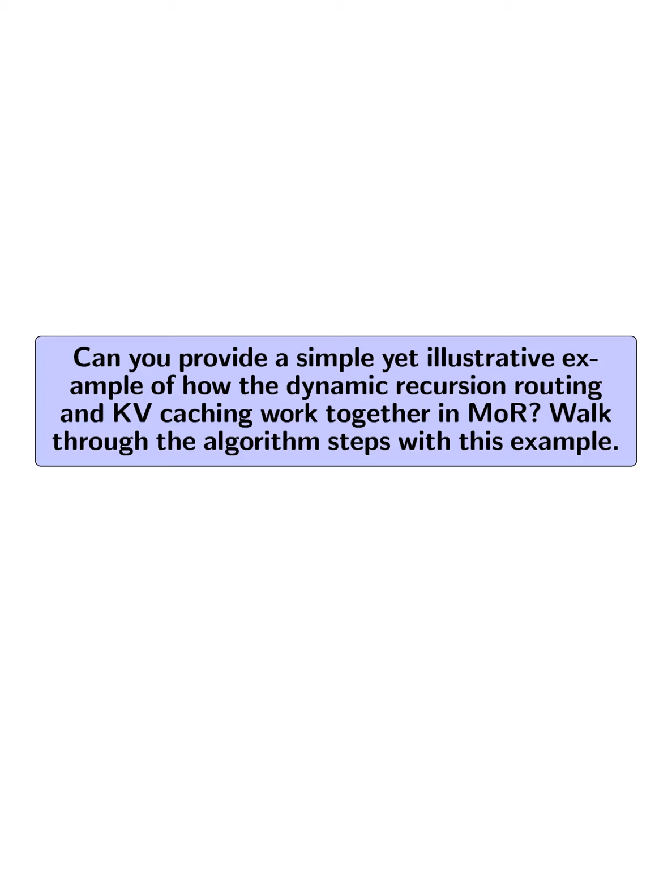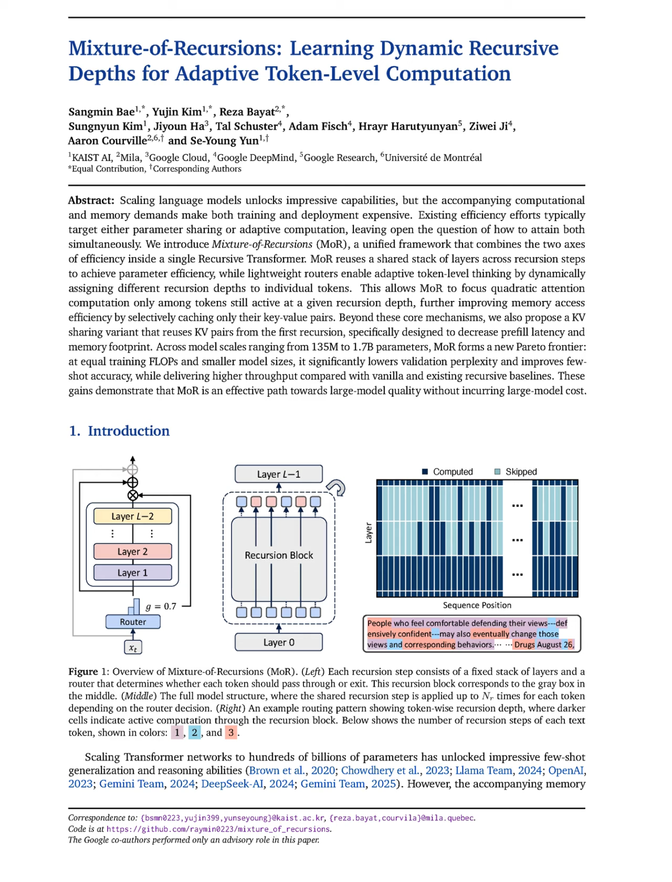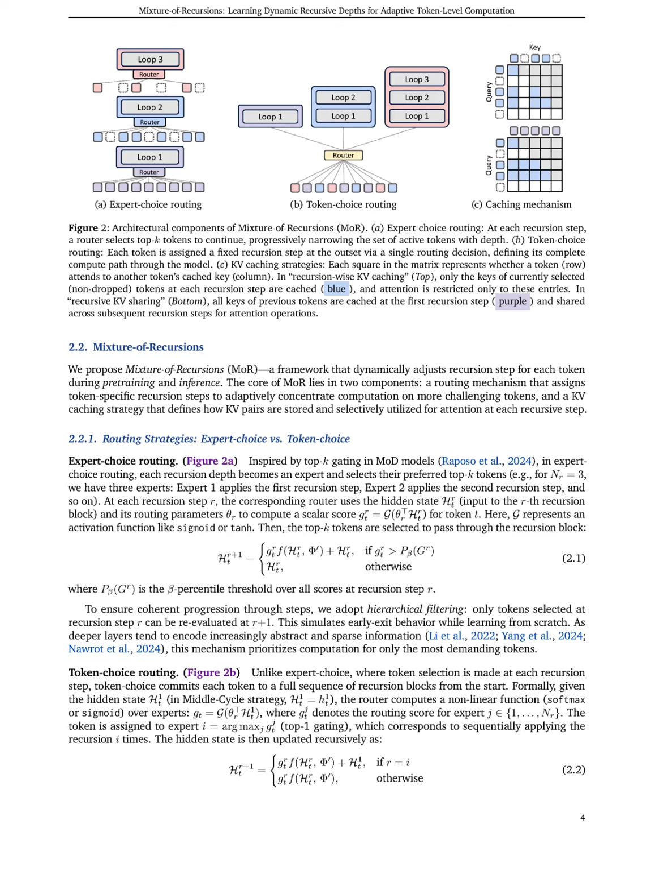Can you provide a simple yet illustrative example of how the dynamic recursion routing and KV caching work together in MoR? Walk through the algorithm steps with this example. In the mixture-of-recursions framework, dynamic recursion routing and key-value (KV) caching work in tandem to optimize computation for each token. For instance, consider a scenario where we have three tokens: people, and, drugs. The dynamic routing mechanism assigns people and drugs to undergo three recursion steps due to their semantic richness, while "and," being a function word, is assigned only one recursion step.